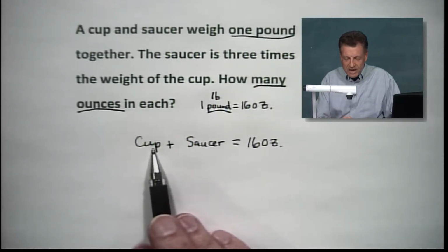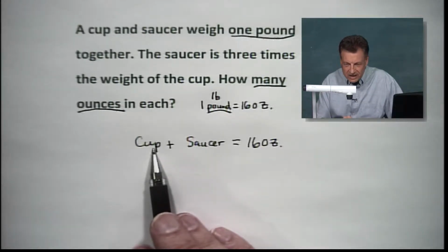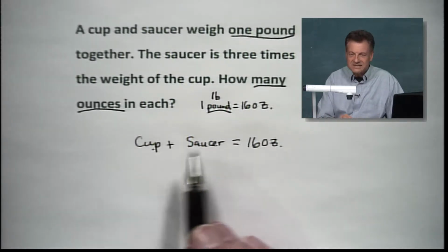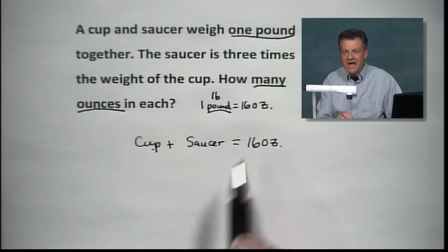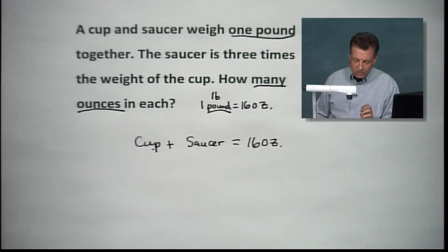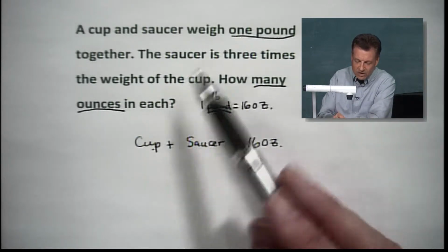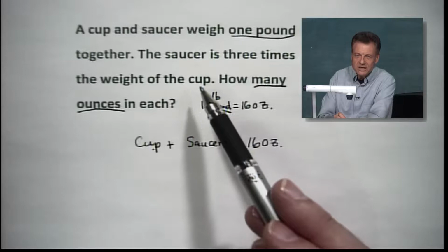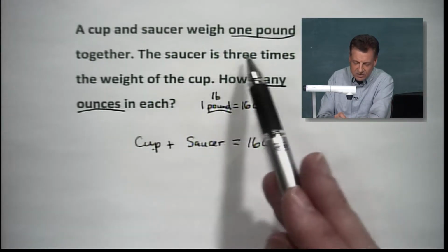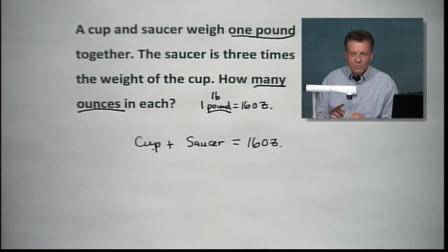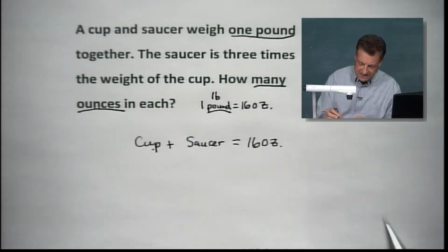So what we're worried about is how do we represent this cup and how do we represent the saucer? Well, you could say C plus S equals 16. And that would give you 2 variables. I'm going to try to do this with 1 variable. By the way, if you did 2 variables, you would have another equation: the saucer, S, equals 3 times the cup. So you could also say that S equals 3C. We may look at that if we have time today. But what I'm going to do is say this from the beginning.